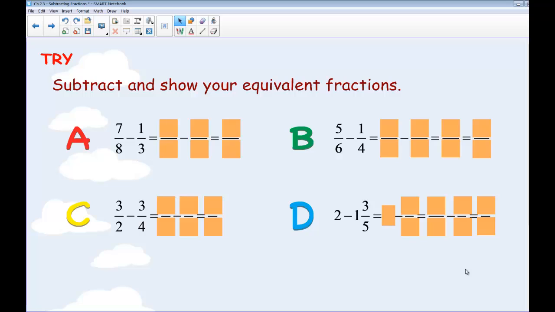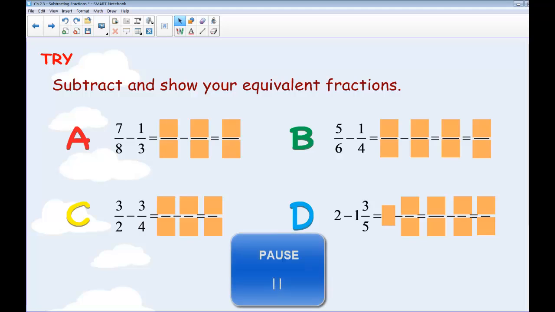So here are 4 questions to start you off. Now would be a good time to pause the video to give yourself a chance to try these questions before looking at the answers. Once again, make sure you show your equivalent fractions before you reduce.